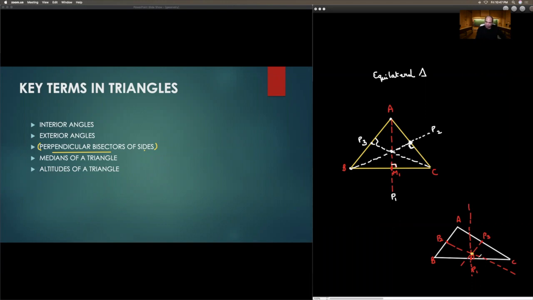Right? We'll talk about the definition of these points, etc. later. But first, let's understand these three lines, and then the fourth one also, which is the angle bisectors.